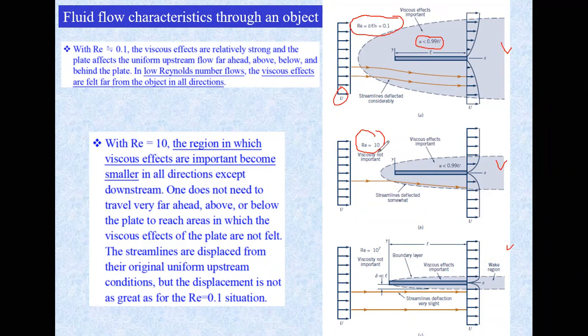And even at the higher Reynolds number, the regions become much, much smaller until you have this very high Reynolds number, 10 to the power of 7. Then you can see that the viscous effect is becoming very small, only near the vicinity of the wall of the plate itself. On the other regions, the inertial force is dominant.